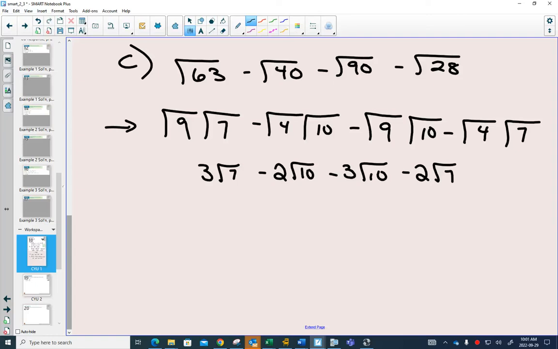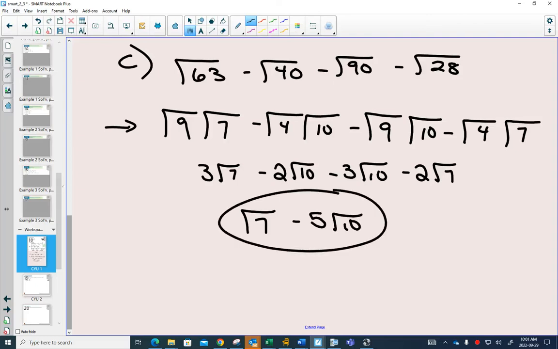Now, do we have some like terms? Yes. 3 root 7s minus 1 root 7, or 2 root 7s will leave you with 1 root 7, and minus 2 root 10s minus 3 root 10s, that'll leave you with minus 5 root 10s. And we cannot put the root 7 and the root 10 together because they are not part of the same family. So, try some on your own.